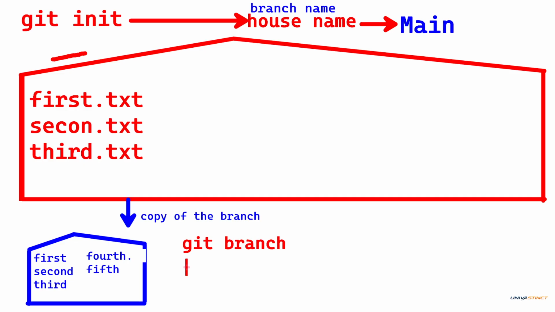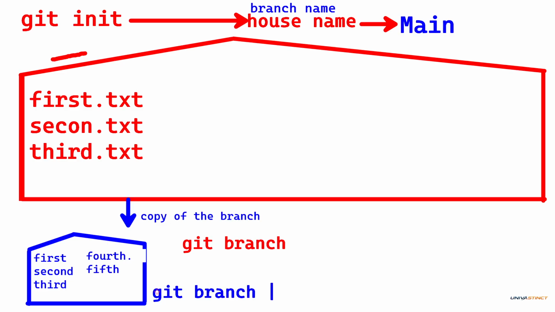And then let's say you want to create a new branch. A new branch would automatically copy all these files here, like the one on blue here. If you want to create a new branch, all you just need to do is to type this simple command here, and the command is simply git branch.